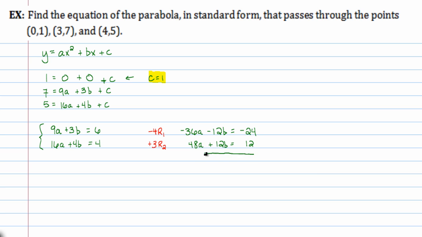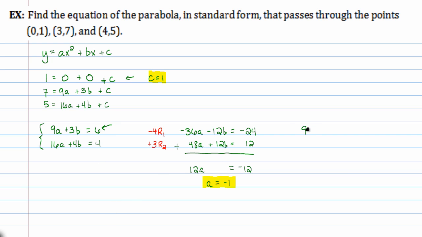And now I'm going to add these two rows together. A negative 36a plus 48a is actually a positive 12a. The b's cancel by design, equals a negative 12. In other words, a is equal to a negative 1. Let me highlight that. And now that I know what a is, I can use any of the previous equations to find what b is. I'm just going to go ahead and use that equation right there.